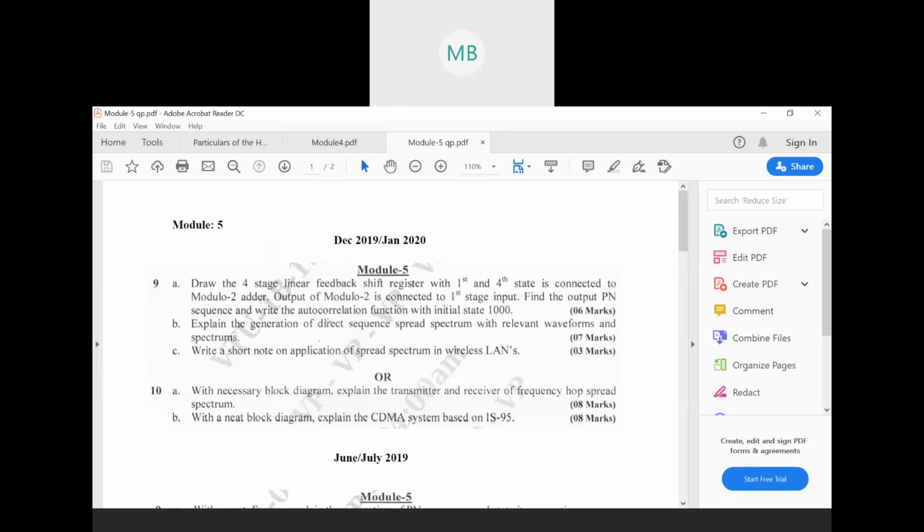It is given that the shift register contains 4 memory units, and the required connection is given in the problem statement, like first and fourth stage is connected to modulo 2 adder, and output of modulo 2 is connected to first stage input, and we need to find the PN sequence, and we need to verify the autocorrelation property of the PN sequence. Actually, I had given this as an assignment question. Most of you have already solved it and submitted it. Can anybody explain how to solve this problem? At least stepwise, can you explain?